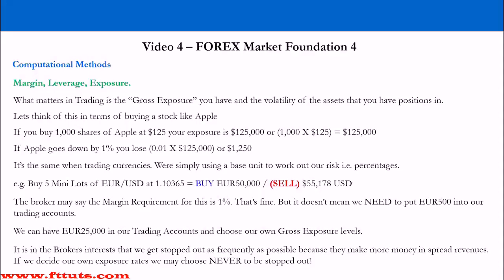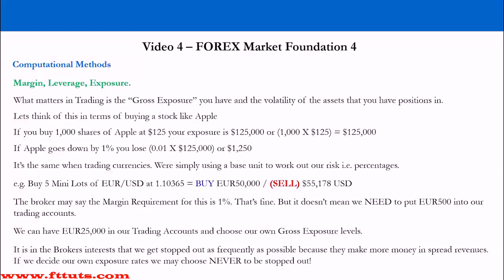If you buy 1,000 shares of Apple at $125, your exposure is 1,000 shares times $125, so $125,000. If Apple goes against you by 1%, you lose 0.01 times $125,000, so $1,250. Well, it's exactly the same when trading currencies as it is when trading stocks. We're simply using a base unit to work out our risk.